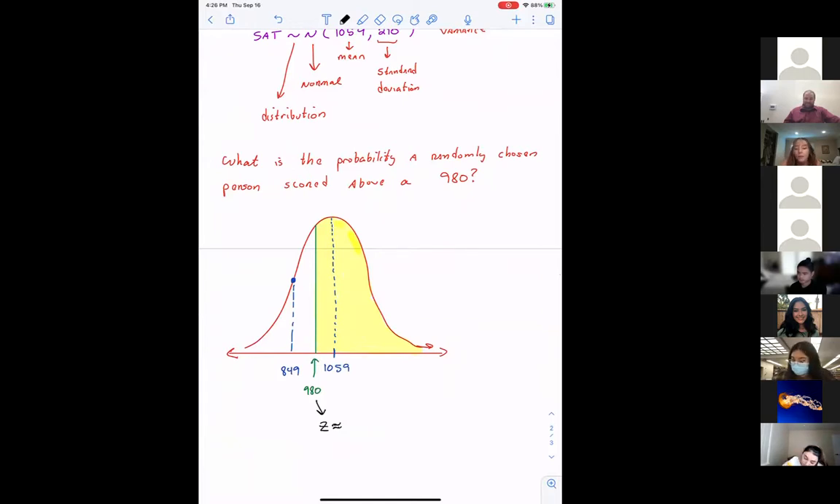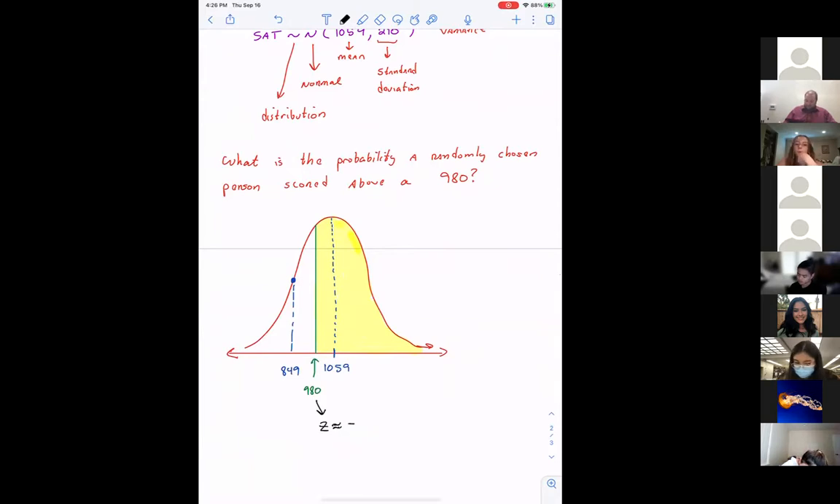Would it be wrong if it's a negative? It's negative because it's to the left of your mean, which means you are beneath your mean. Z-scores tell you how far above or beneath your mean you are. So positives will be to the right, negatives will be to the left.